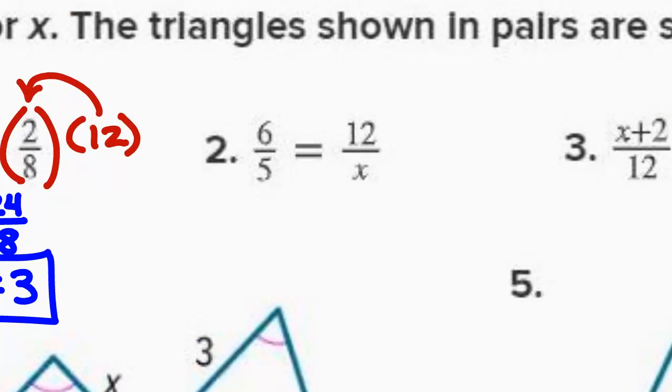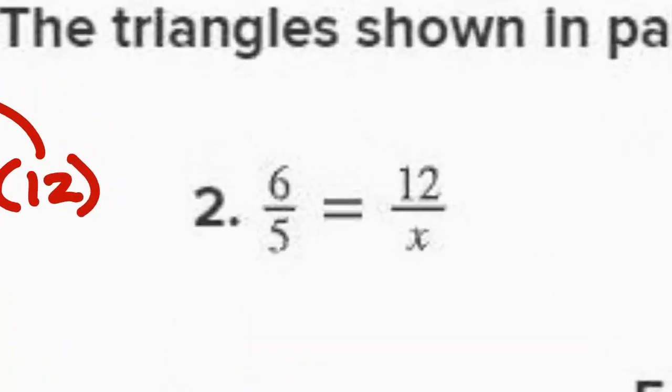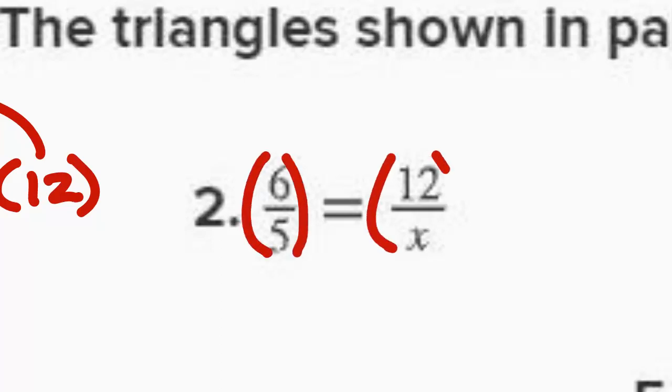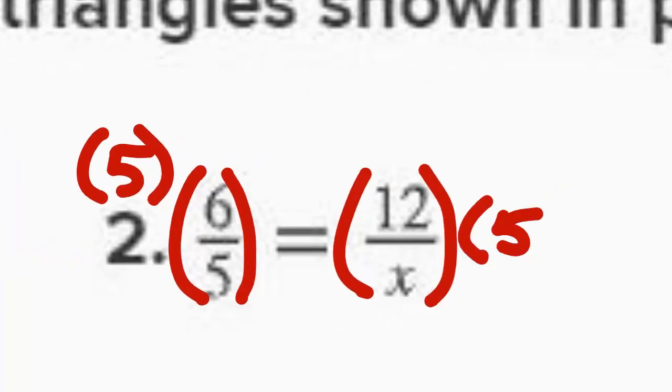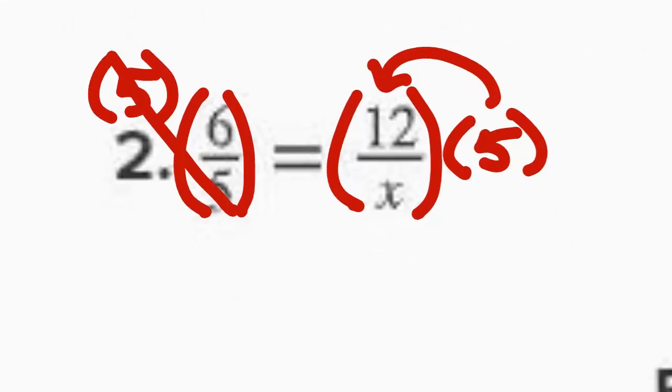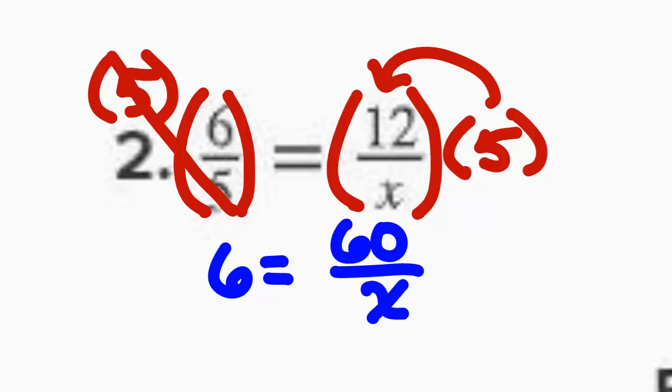Does anybody have an answer for the middle one, number 2? X is 10, absolutely correct. This time, because x is in a denominator, we're going to have to do 2 multiplications, one for each denominator. Doesn't matter which one you multiply by first. So I'm going to multiply by 5 on both sides first. But again, it does not matter if you multiply by the 5 first or the x first, you get the same final answer. So I would have 6 equals 60 over x.